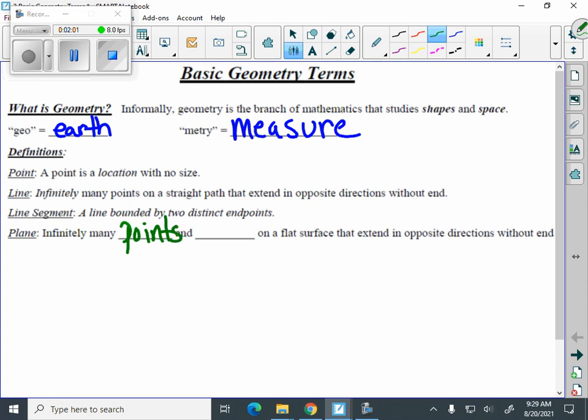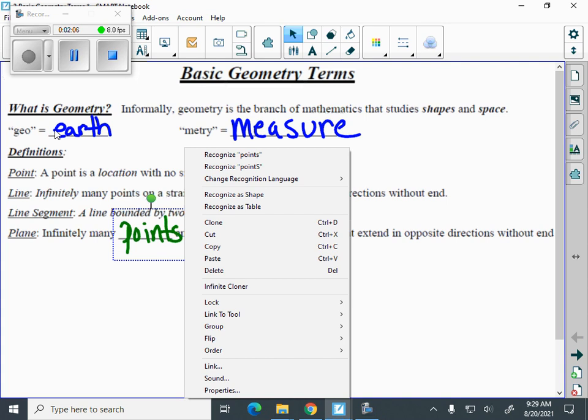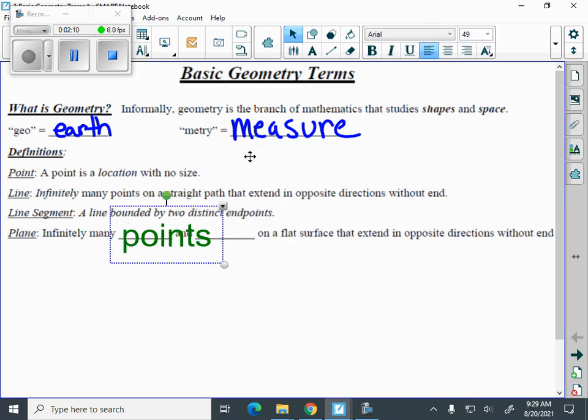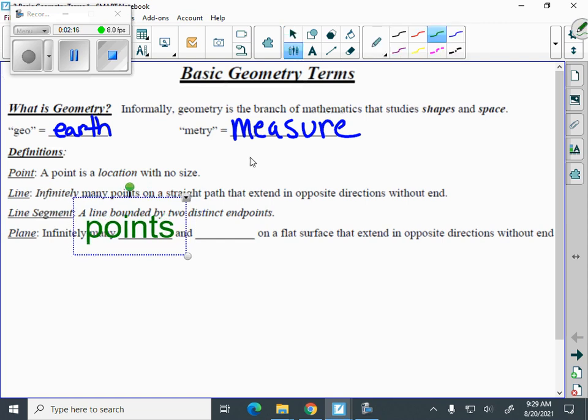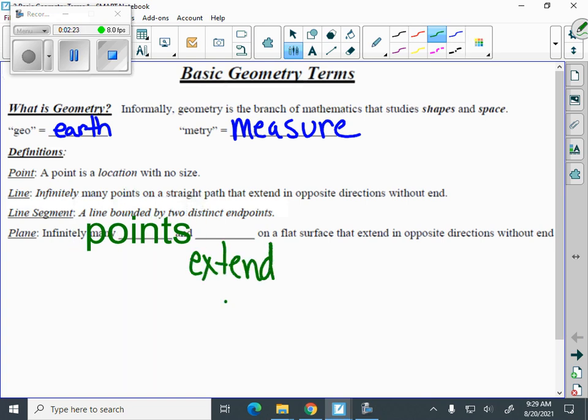So points, infinitely many points, and it extends on a flat surface in opposite directions without end. Extends on the flat surface that extends.